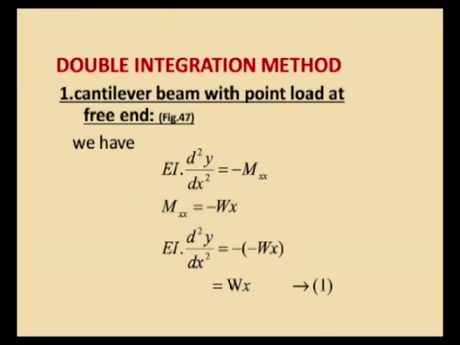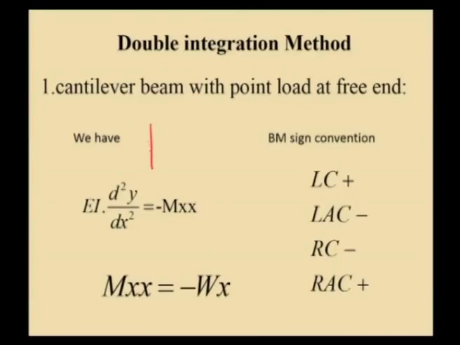So, let us take a first example as a cantilever beam with point load at the free end. We are going to analyze a cantilever beam with point load at the free end. The span is L. All these double integration methods involve the general beam bending equation or the differential equation for all flexural problems, which is EI d squared y by dx squared equals minus Mx.